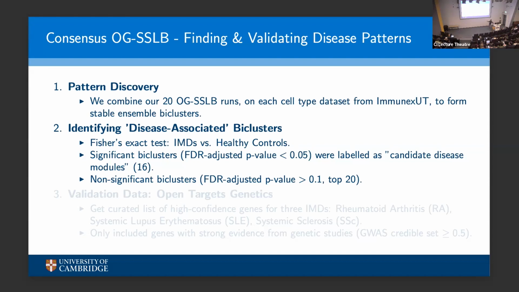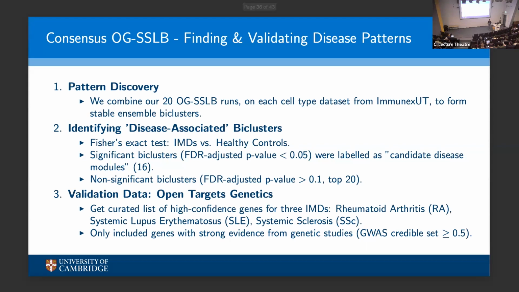And the non-significant ones have an FDR adjusted p-value greater than 0.1. Well, you can imagine that it's a very large list. We just took the top 20 of these as a control. As a last step, we validate our findings using Open Targets Genetics. We got a curated list of high confidence genes from three immune-mediated diseases: rheumatoid arthritis, systemic lupus, and systemic sclerosis. From this validation data, we only include genes with strong evidence from genetic studies, the ones that present a GWAS credible set score of greater than 0.5.